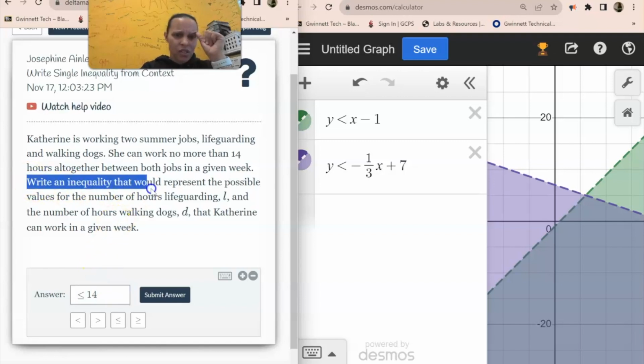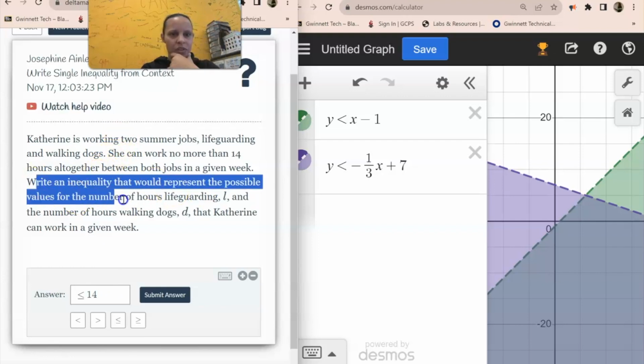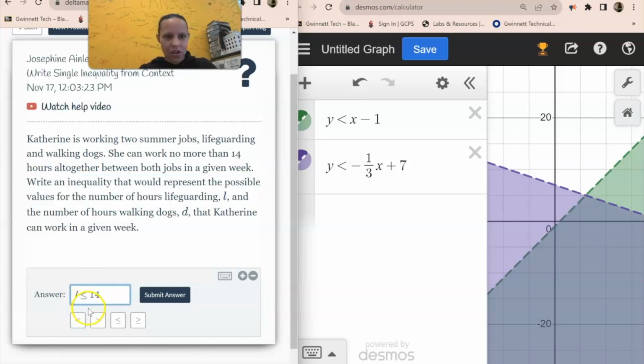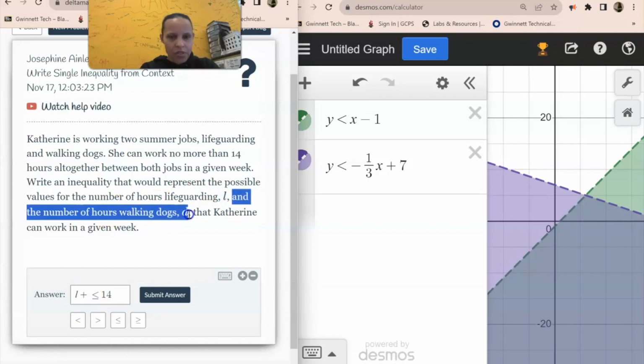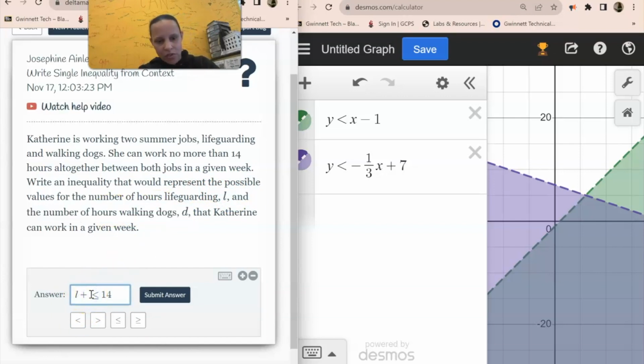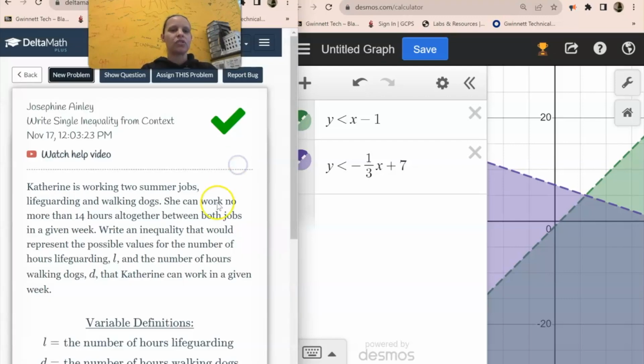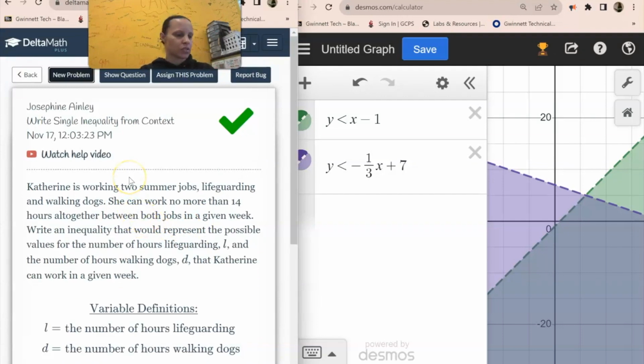All right, write an inequality to represent the possible values for the number of hours lifeguarding. So the number of hours lifeguarding, L, plus the number of hours dog walking, D. So when I work both of these hours, it can be no more than 14. All right, so you do have to identify what it's saying. So this would be the second question so far that you cannot use a calculator on.